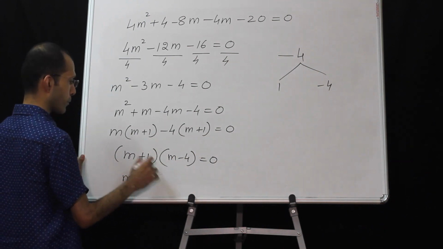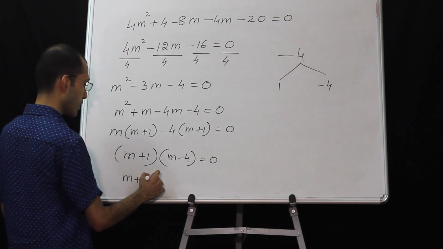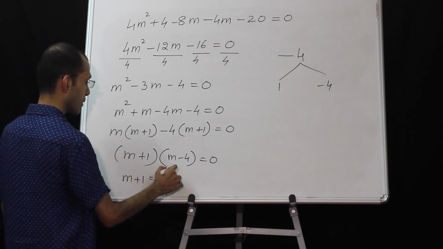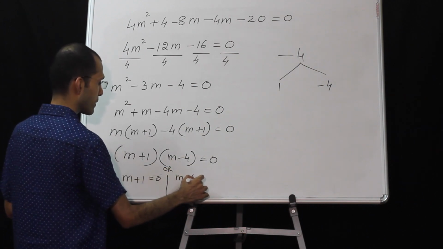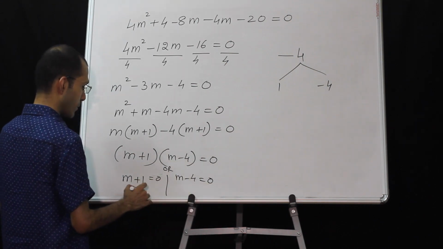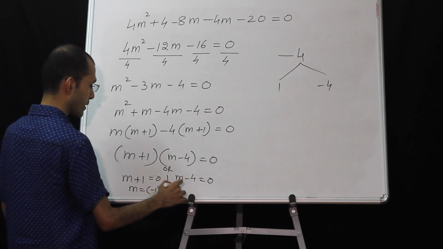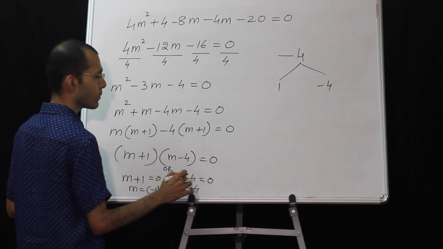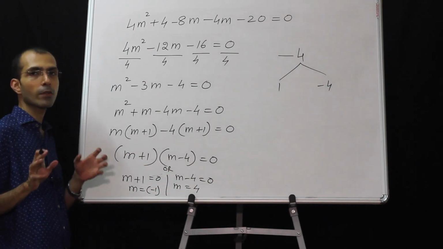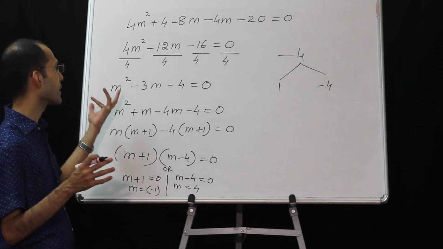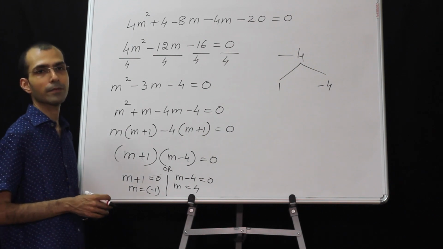So m plus 1 times m minus 4, product of two numbers is 0. So m plus 1 is 0 or m minus 4 is 0. So m is either minus 1 or m is 4. So we have successfully found the value of m under the given conditions.